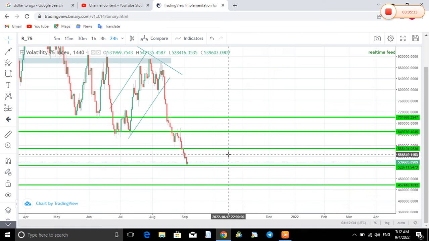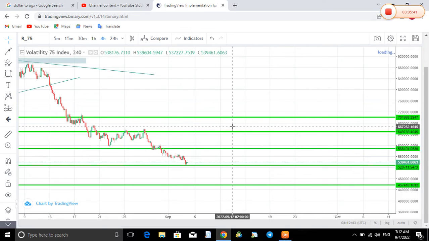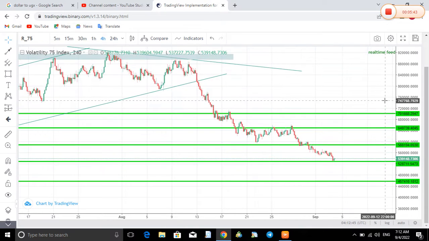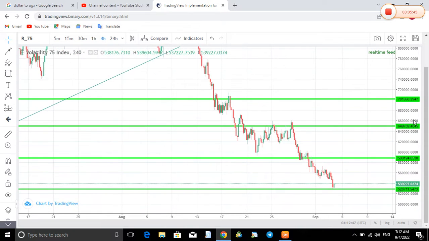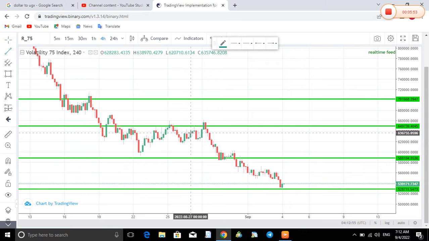But this is not our answer to this pair at the moment. We're going to scroll down to our 4-hour time frame and see what picture we see in the 4-hour time frame. Now, if you go in the 4-hour time frame, try to zoom out. I can clearly see that we had a continuation pattern.